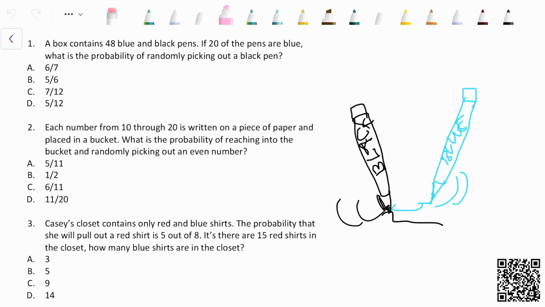Today we're going to be looking at some more probability problems. So our first question today is, a box contains 48 blue and black pens. If 20 of the pens are blue, what is the probability of randomly picking out a black pen?